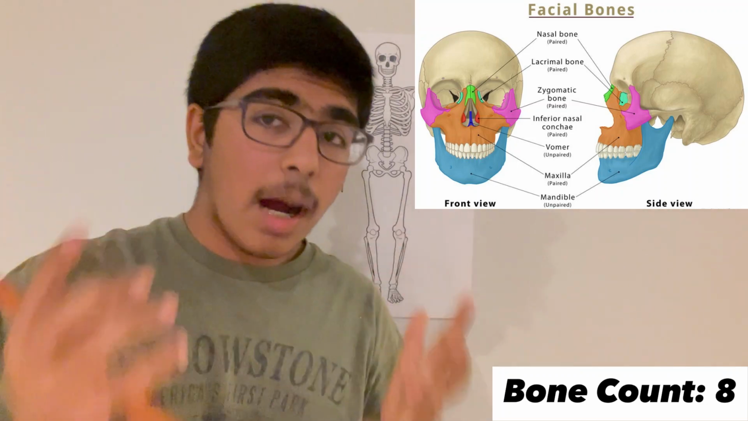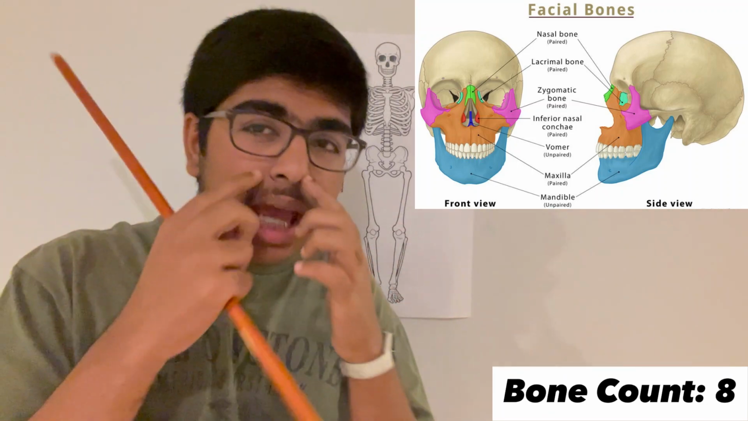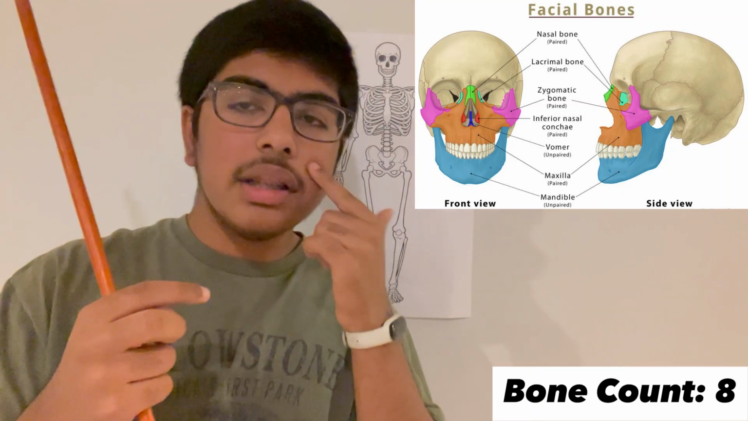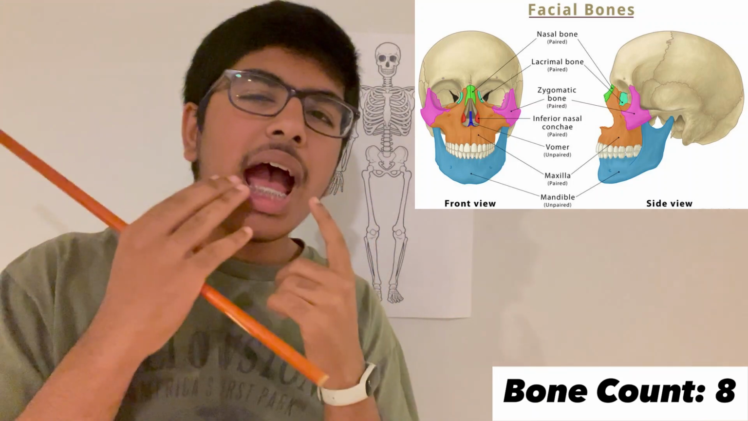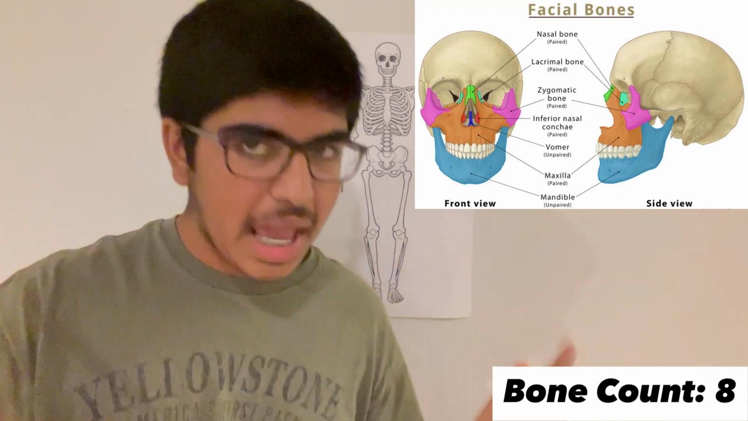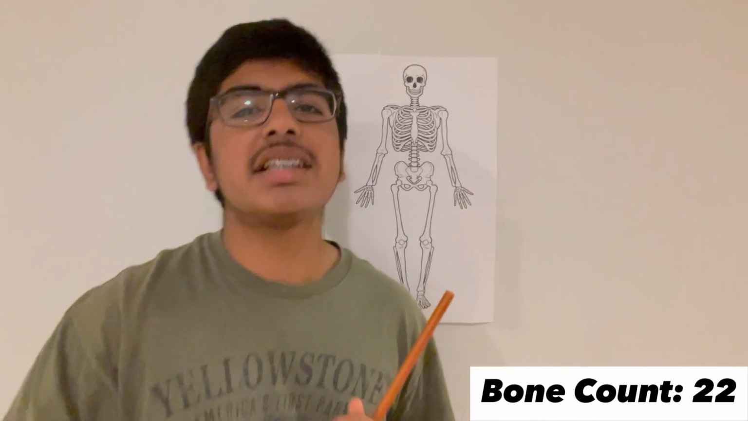Then we have the upper jaw, which is called the maxilla. It's right here, and it's actually made up of 2 bones, 1 on this side and 1 on this side, and it supports the nasal cavity and your upper teeth. And then finally, we have the lower jaw right here, called the mandible. And boom, we are done with the skull, but we are not yet done with the head and the neck.